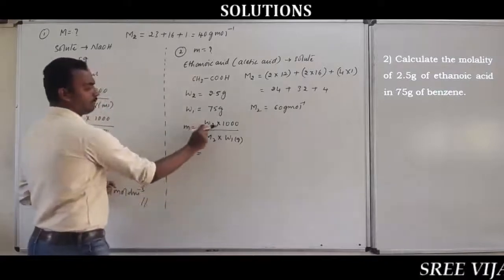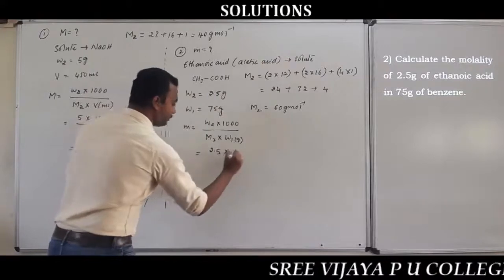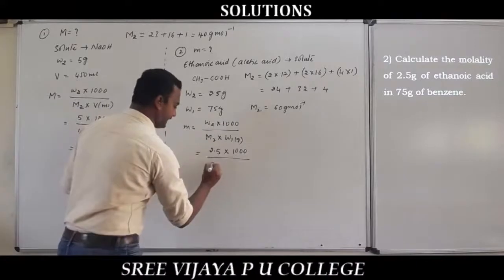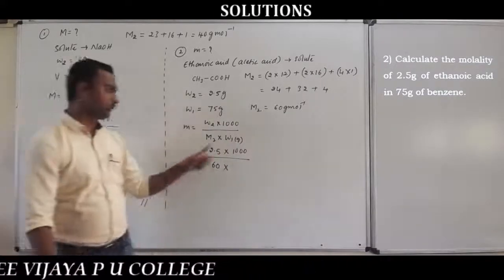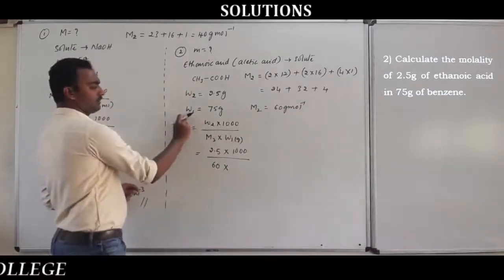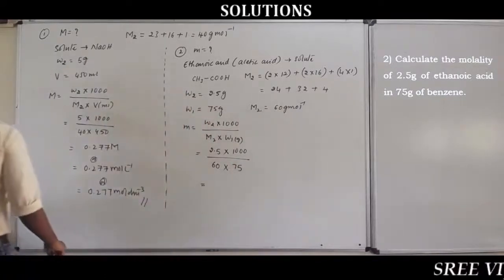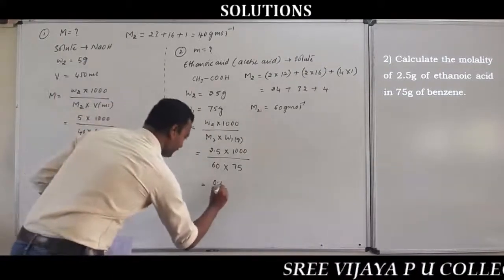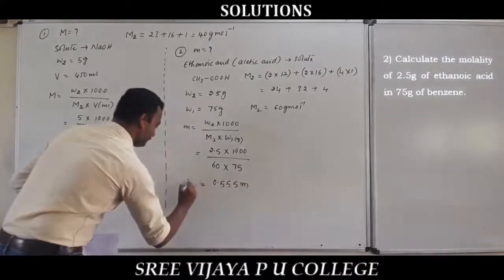That is equal to mass of solute, that is 2.5 gram into 1000, whole divided by molar mass of solute, that is 60 gram per mole, into mass of solvent. Which is the solvent here? Solvent is benzene. So what is the mass of the solvent? That is 75 gram. So when you simplify this, what is the answer you get? That is m is equal to 0.555 small m. That is molality.